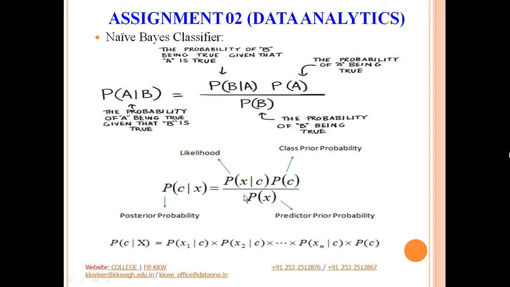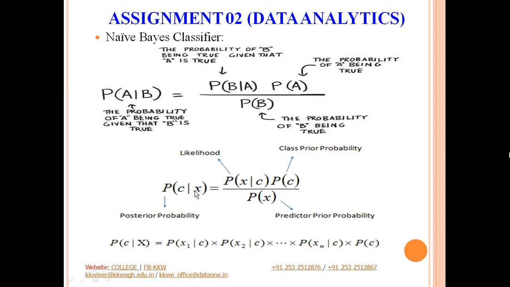Why do we call this evidence? Because it is given to us. In P of A given B, B is given, so that is used as evidence. So that is another terminology. You call this the posterior probability, you call this the likelihood, this is the class prior probability, and this is the predictor prior probability or the evidence.